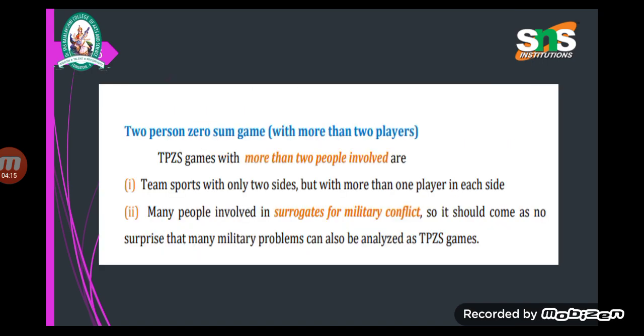A two-person zero-sum game may also be one where more than two people are involved, such as team sports with only two sides but with more than one player on each side. Examples are volleyball, throwball, etc. Many people are involved in surrogates of military conflicts, so it should come as no surprise that many military problems can be analyzed as a two-person zero-sum game.